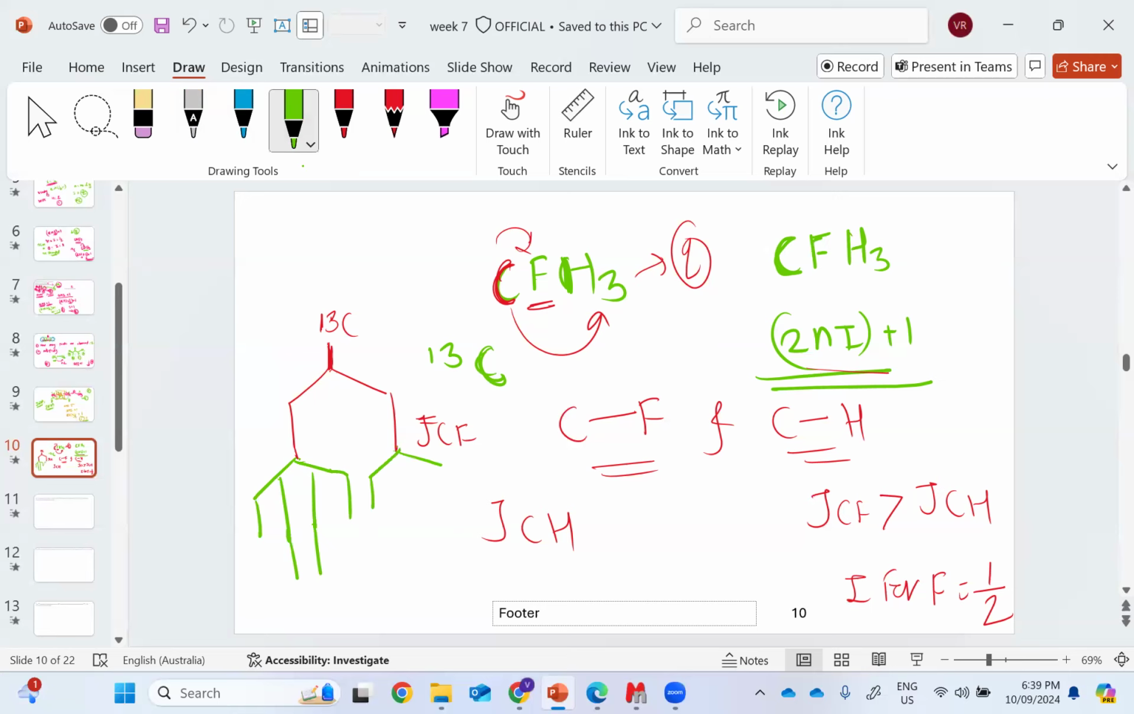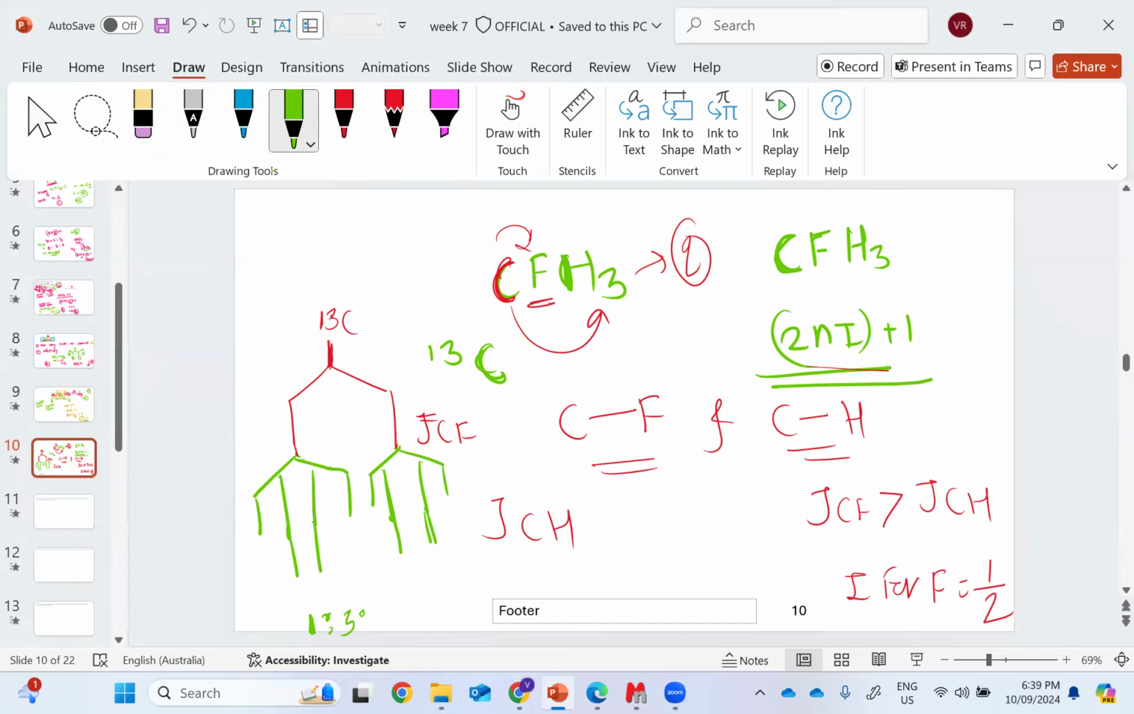So what is the intensity ratio for this quartet? According to Pascal's triangle, this ratio should be 1:3:3:1. So these four lines should be in this ratio 1:3:3:1. Similarly, these four lines as well. So I'll just correct my diagram. In this manner, it will show a doublet of quartets like this. The signal will be a doublet of quartets for this 13C.